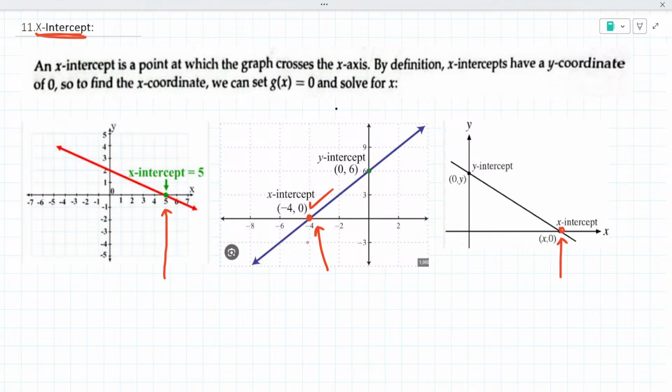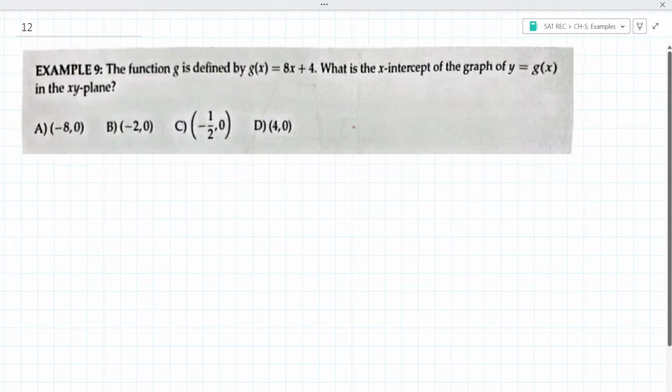At the x-intercept, what is the point? X is 5, y equals 0. Here x is negative 4, y equals 0. Here at x, the y value is 0. What did you notice? The y value is 0 every time. Let's go for the next.